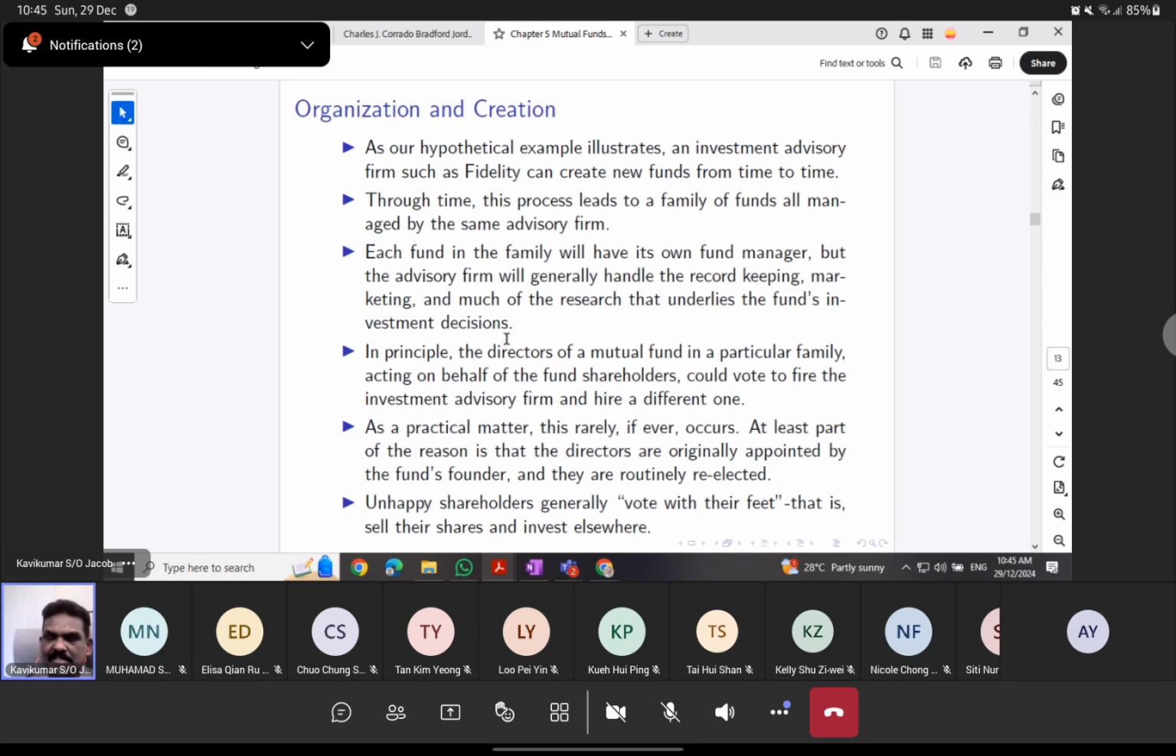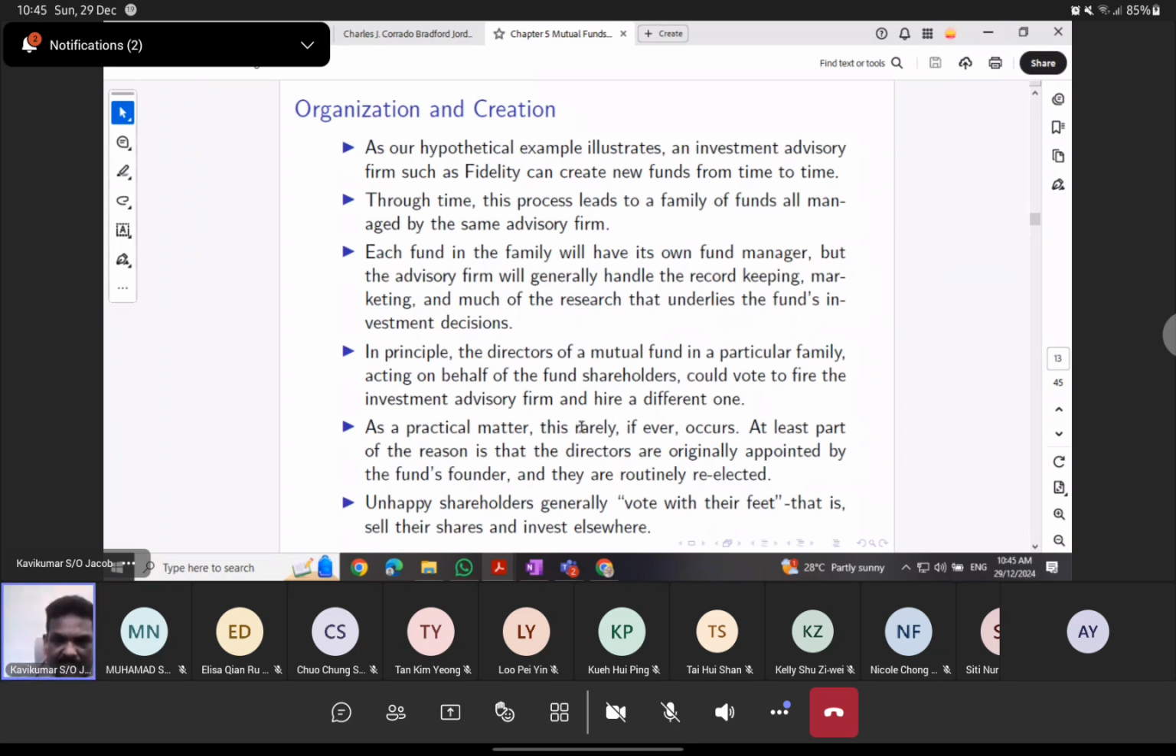They will appoint a fund manager for each fund. The manager will handle everything and make the decisions. In general, the directors of mutual funds in a particular family, acting on behalf of fund shareholders, could vote to fire the investment advisory firm and hire a different one. If any manager is not performing very well, the board members have the right to fire that investment advisory firm, and they can appoint a different one.